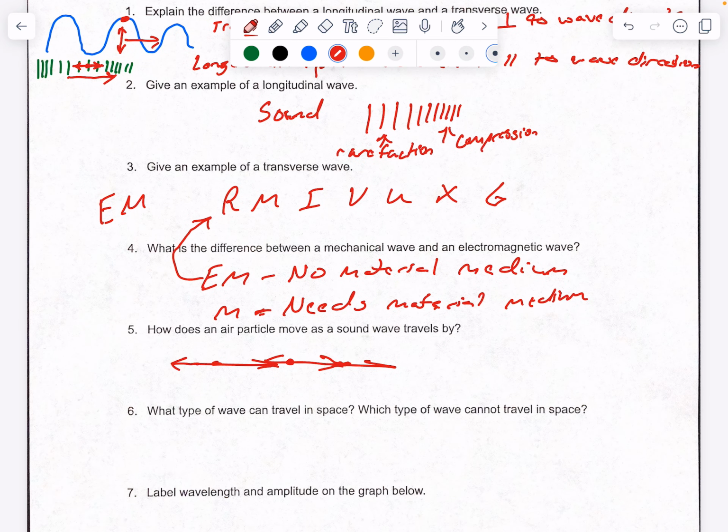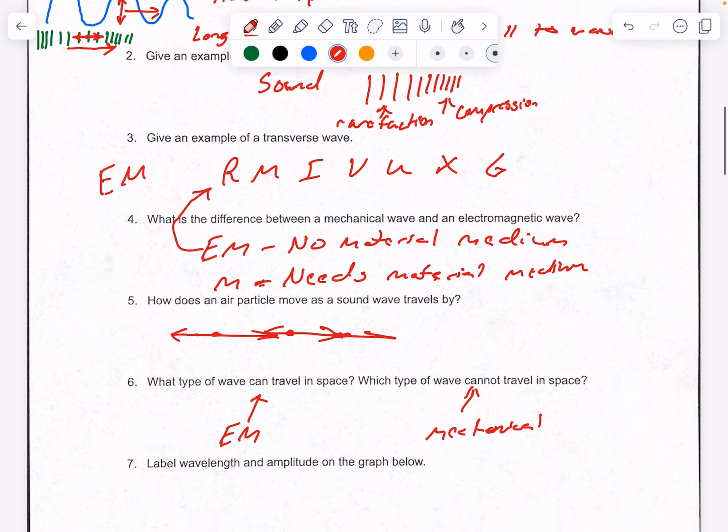Now, what type of wave can travel in space? We just talked about that. That is electromagnetic. And what type of wave cannot? That is mechanical. Okay, so that is one of the reasons why you cannot hear sound in space. Sound needs air molecules to transfer energy to. In space, there is none, so there's nothing you can hear there.